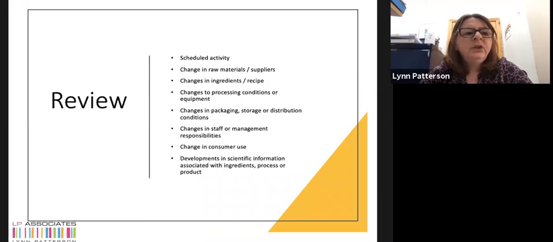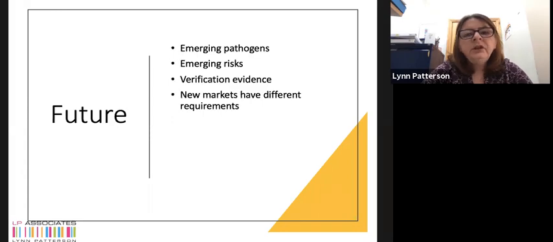We then should do a review. It should be a scheduled activity, normally once per annum. But if there are changes in addition to your scheduled activity, you will do a review. So for example, changes in raw materials and suppliers, changes in ingredients, changes in process conditions or equipment, changes in packaging, storage or distribution, changes in the use by the consumer, developments in scientific information. So new information coming to light. In the future, you then need to consider if there are any emerging pathogens of risk in your process, any emerging risks out there. Any verification evidence that you use will help you decide whether your HACCP plan is running effectively or not, or if you're selling into new markets or different markets, there may be different requirements necessary.